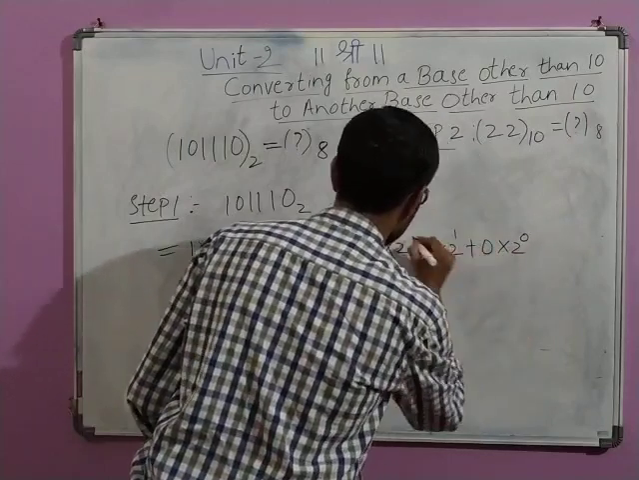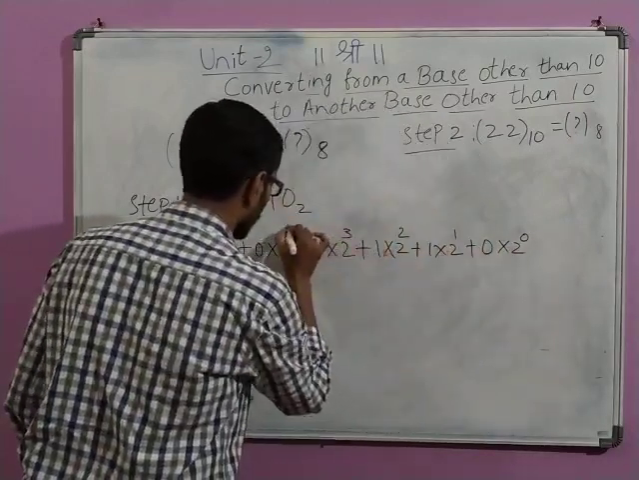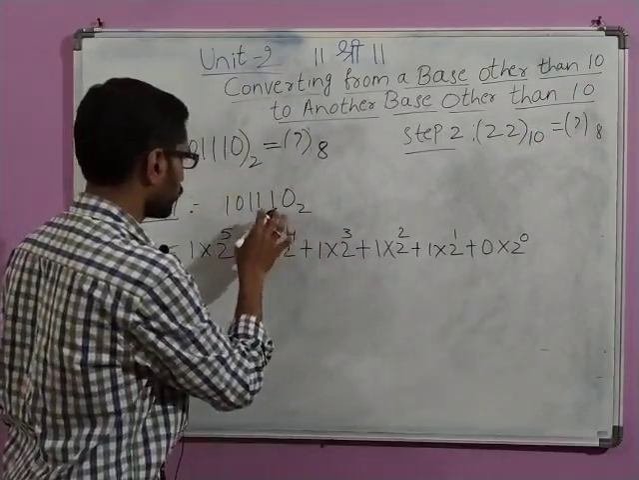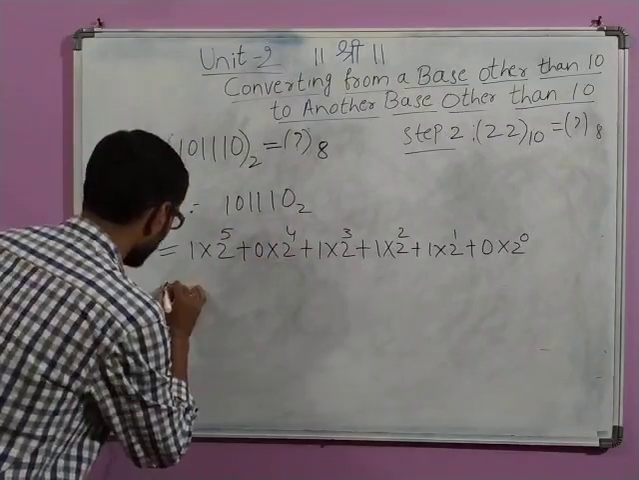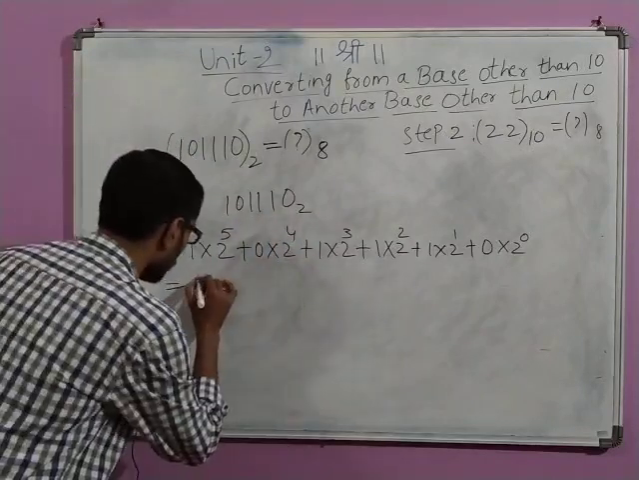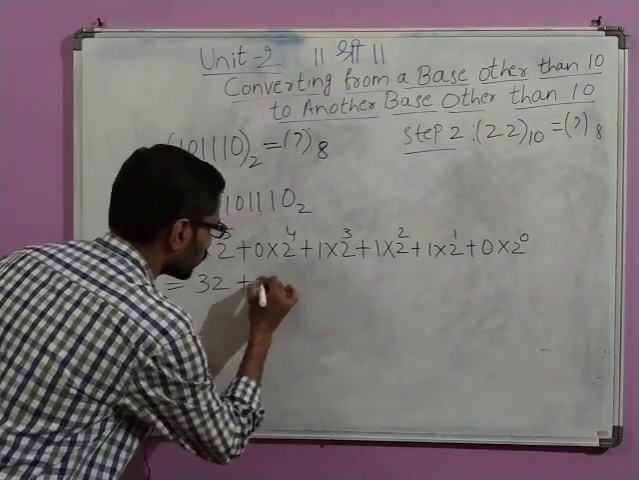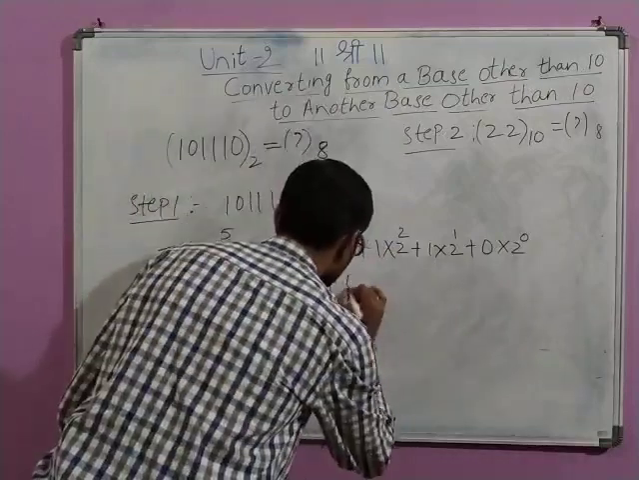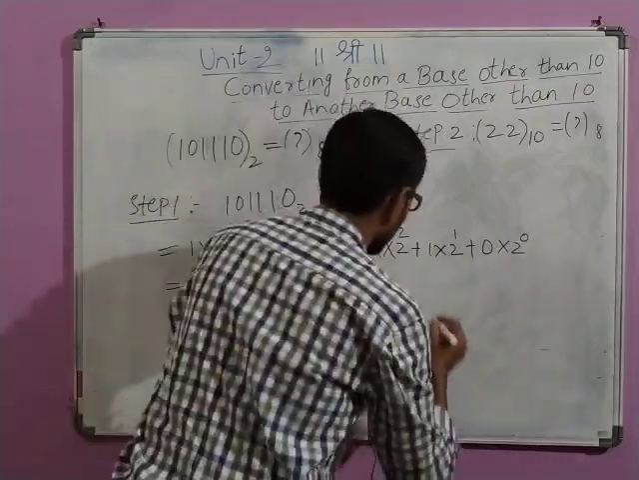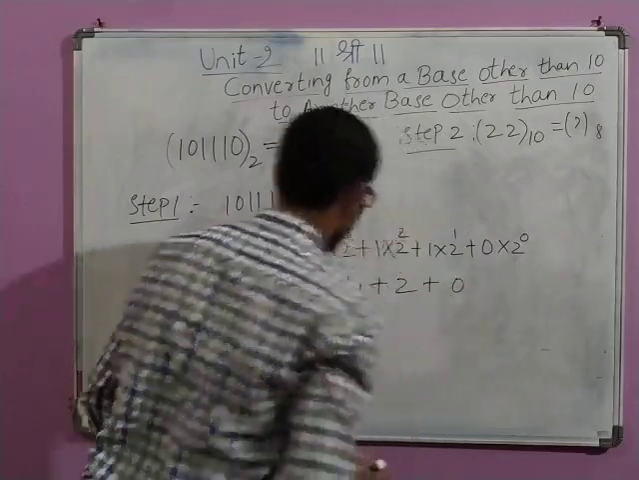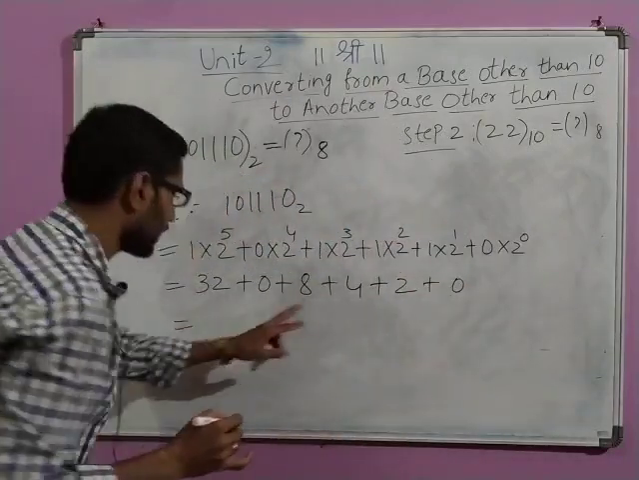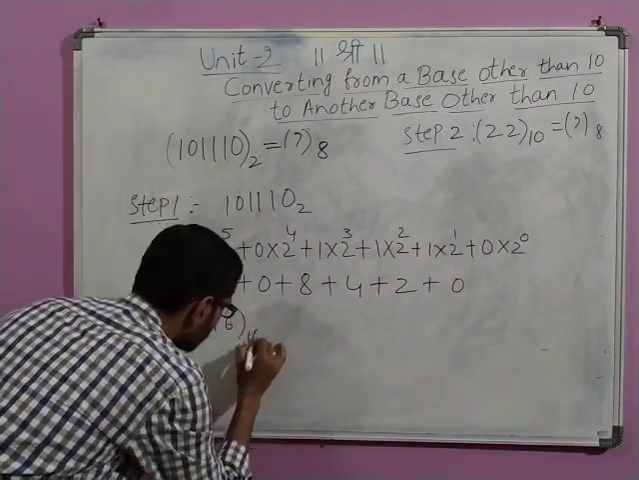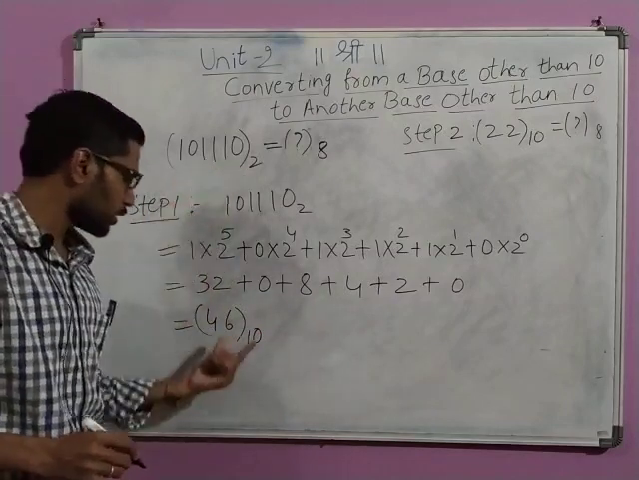2 raised to 0, 2 raised to 1, 2 raised to 2, 2 raised to 3, 2 raised to 4, 2 raised to 5. Okay. Now 2 raised to 5 is 32, plus this is 0, plus 2 raised to 3 is 8, plus 2 raised to 2 is 4, plus 2 raised to 1 is 2. So this will be 0. Now what will be the answer? 32 plus 8 is 40. 40 plus 6, 46. 46 to the base 10. So you have converted from binary to decimal.